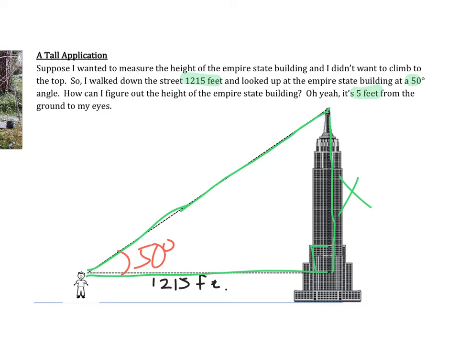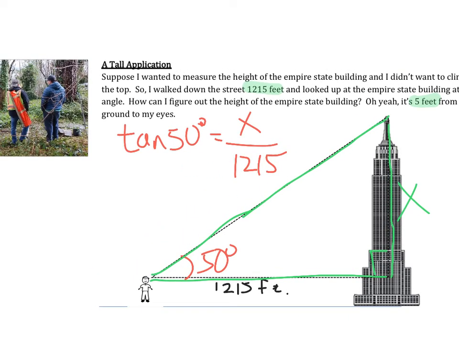Well, notice we have our tangent. So we're going to do the same thing we did a few minutes ago here. We're going to say the tangent of our 50-degree angle is equal to the opposite, which is the x, over the adjacent, which is 1215. And now we can solve this. I want to get that x there. So we're going to multiply both sides by the denominator, 1215. And these will cancel, leaving us with x.